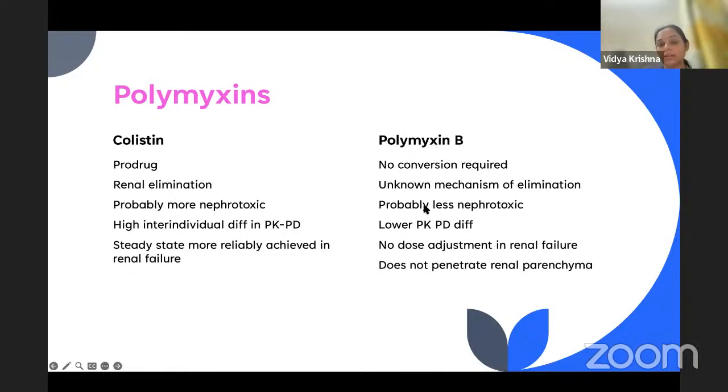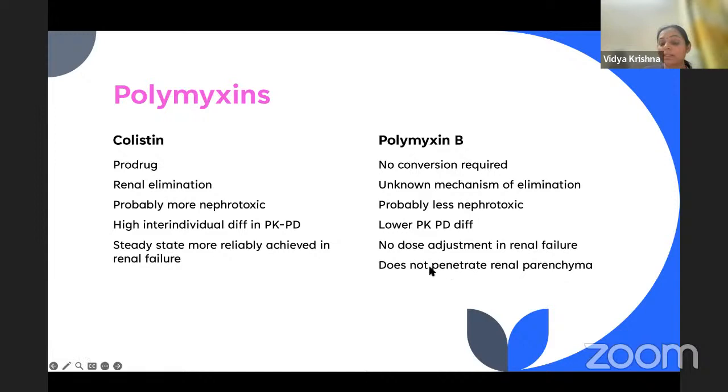Polymyxin B, on the other hand, is probably less nephrotoxic. It's not as well studied as colistin, but in clinical practice that's what we see: probably less nephrotoxic, but neurotoxicity we do see now and then. Here, the PK/PD differences are still there, but not as bad as colistin. And there is no dose adjustment needed in renal failure. So that is one of the advantages of polymyxin B.